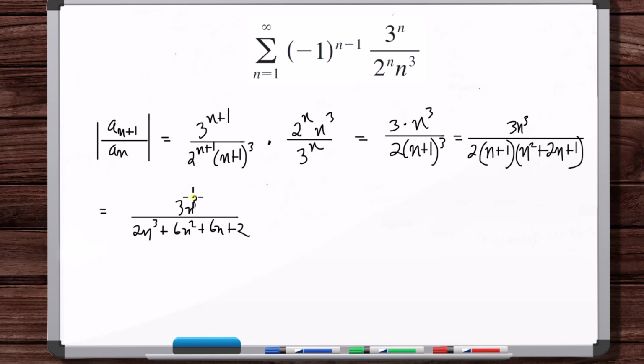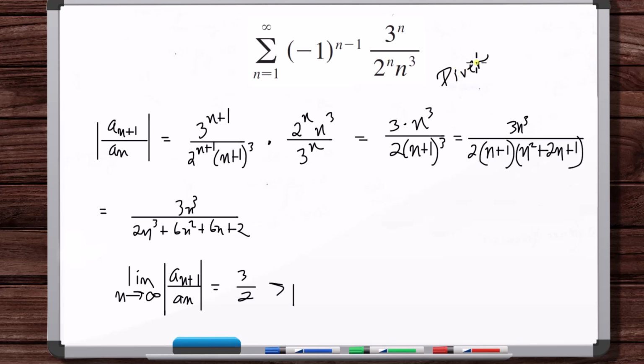And then, okay, so there's the absolute value of a sub n plus 1 over a sub n. So what is the limit as n approaches infinity? Okay, so we can see here, since the order of the numerator and denominator are the same, if you divide the numerator and denominator both by n cubed, this is going to go to 3/2. That's greater than 1, so this diverges.